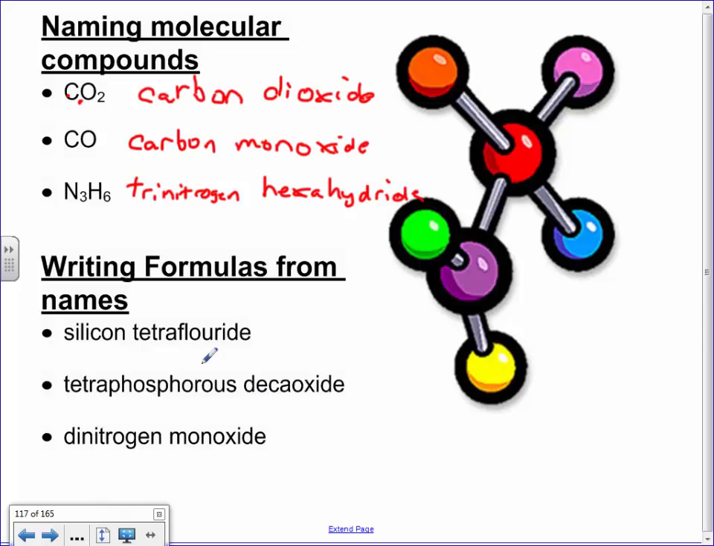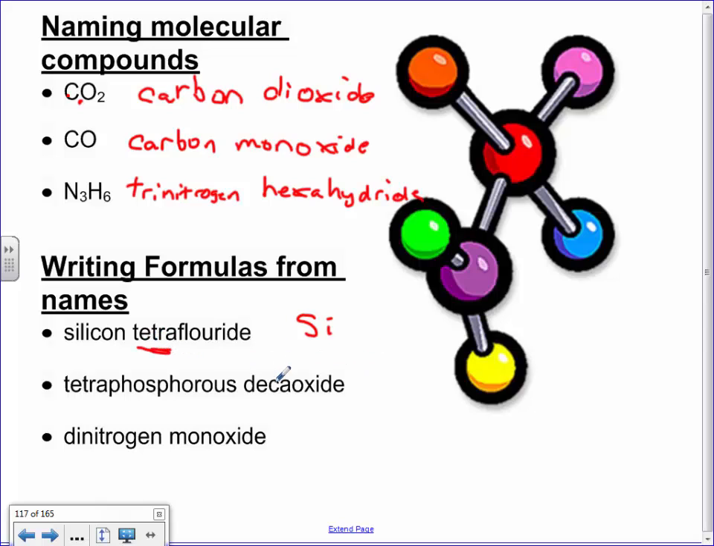So let's try the other way here. What if I gave you a written name? Could you write out its formula? So let's try it here. Silicon was written all by itself. So we just need to know what silicon's symbol is. If you can find it on the table, again, the more you do it, the better you get. So you do need some practice. But silicon is Si.